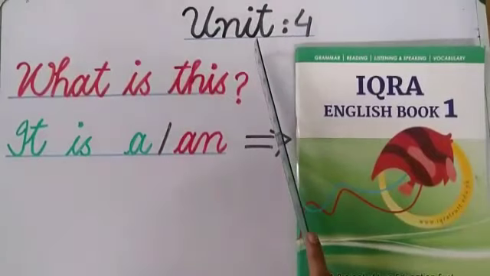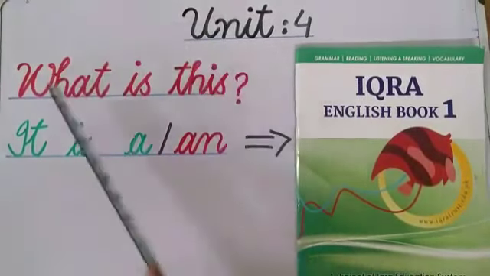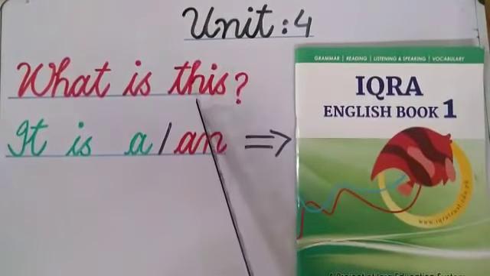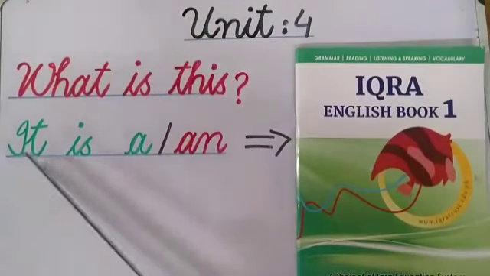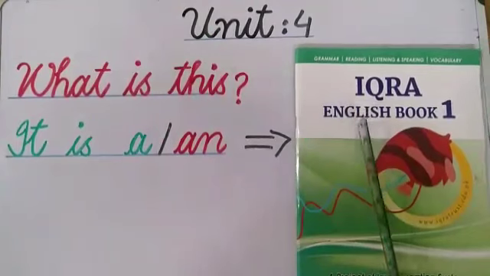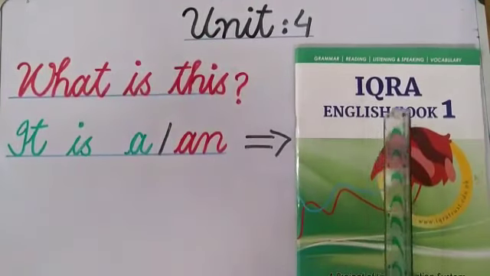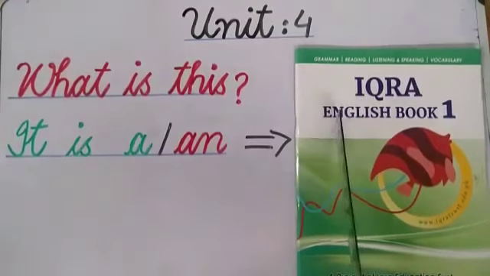Okay students, today we are going to start our fourth unit and its name is What is this? And you have to reply in the question it is a or an, and after that you will look at the picture and you will give answer accordingly. Look at the first one. Here's your book. So what is this?